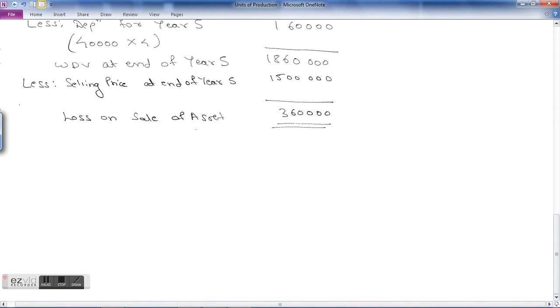Okay, so that's all about units of production, activity or units of usage method. So today we discussed two different methods of calculating the depreciation. Depending upon the nature of asset, we need to apply a particular type of depreciation. That's all. Thank you.